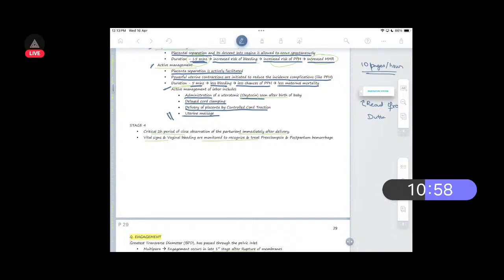Then stage 4, which is a critical 2-hour period of close observation of the parturient immediately after delivery. Vital signs and vaginal bleeding are monitored to recognize and treat preeclampsia and postpartum hemorrhage.